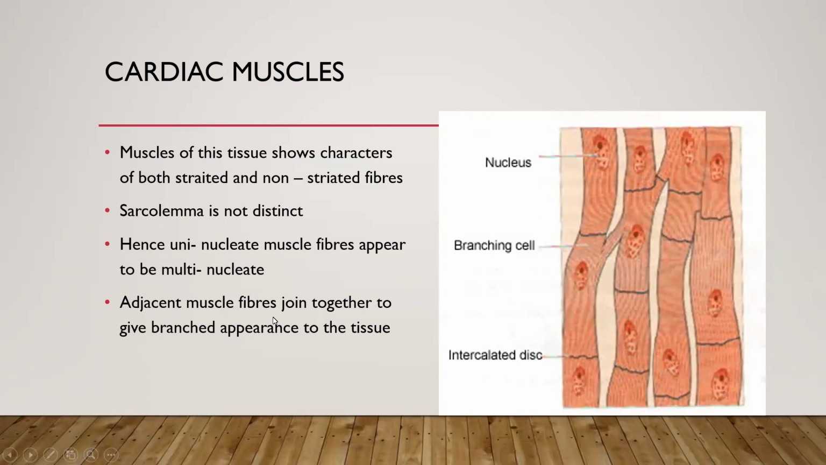Adjacent muscle fibers are joined together to give a branched appearance to the tissue. This is one muscle fiber. This is another muscle fiber. So the adjacent muscles are joined together to give a branched appearance. You can see they are joined together in a branched manner.